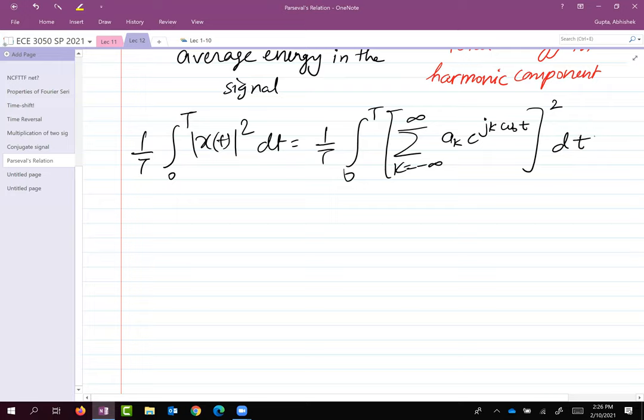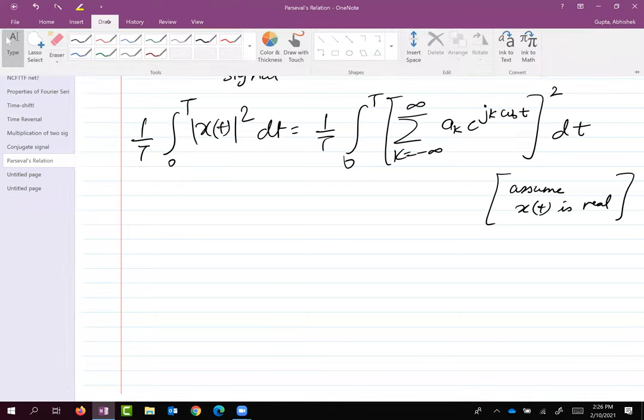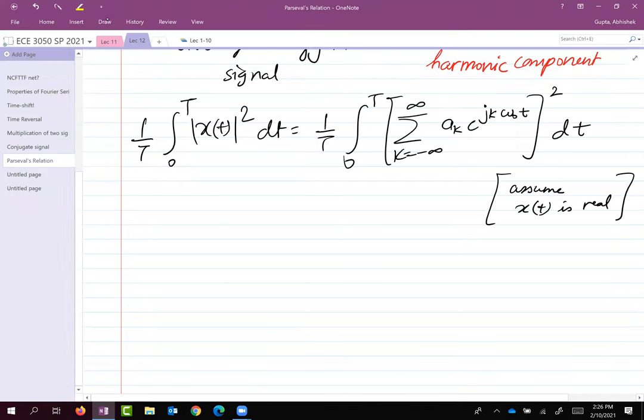So let's assume that x(t) is real, so that way I don't have to multiply it by the complex conjugate. The complex conjugate case can also be handled in a similar fashion. It'll just be a more ugly looking expression. So now I have this summation of a_k squared, k goes from minus infinity to plus infinity. So it's again multiplication of two series.